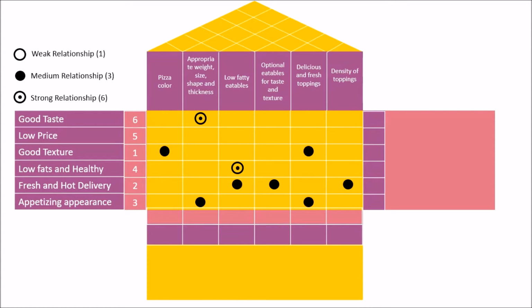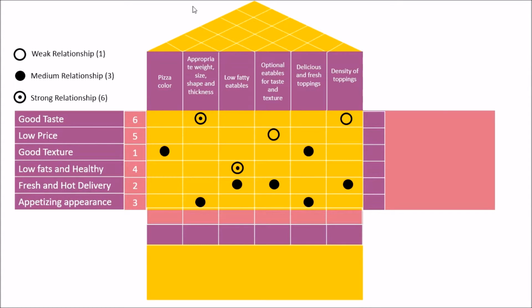Now we are going to look at the weak relationships. We have a weak relationship between good taste and density of toppings because these do not really relate or go with one another. And then we have a weak relationship between low price and optional eatables for taste and texture. Okay, now that we are done with the marking, we are going to do a little bit of calculations.